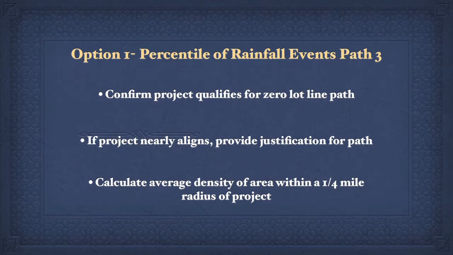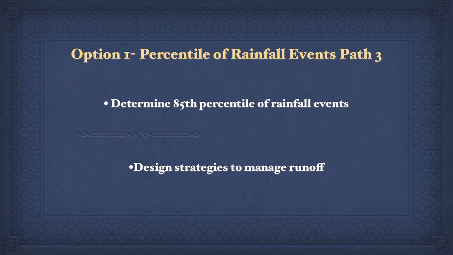Calculate the average density of the area within a quarter mile or 400-meter radius of the project building. If the density, expressed in terms of floor area ratio, is less than 1.5, the project is ineligible for the zero lot line path. For the next step, determine the value for the 85th percentile of rainfall events. Follow all steps under Path 1, but substitute the 85th percentile for the 95th percentile.